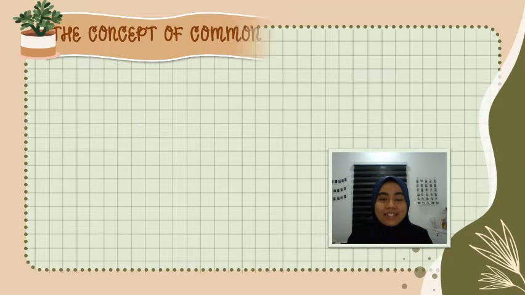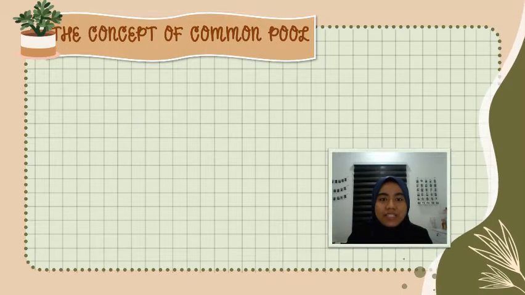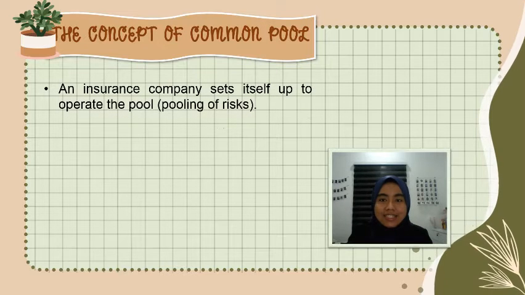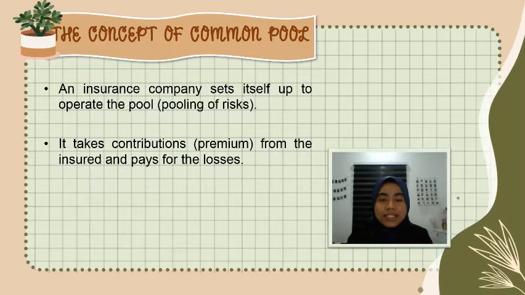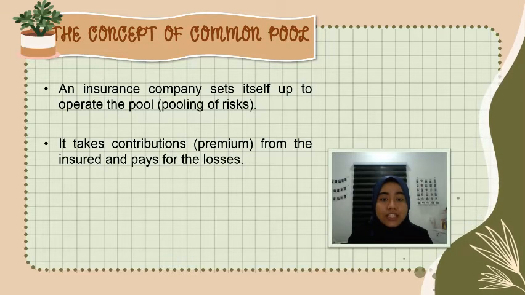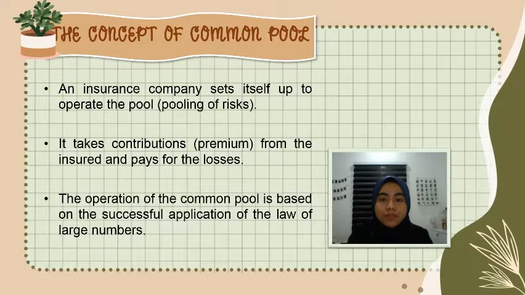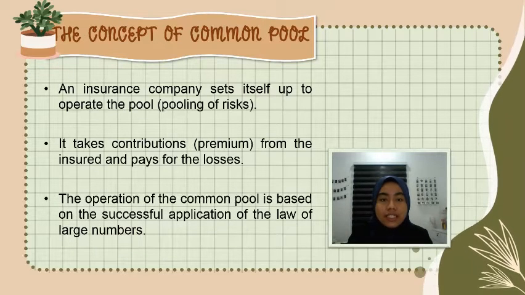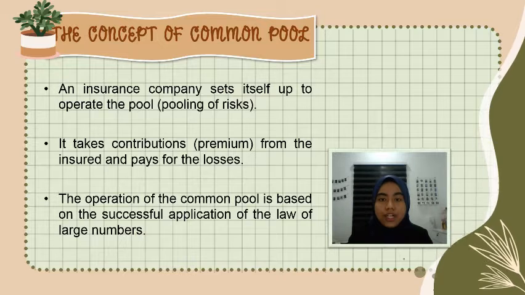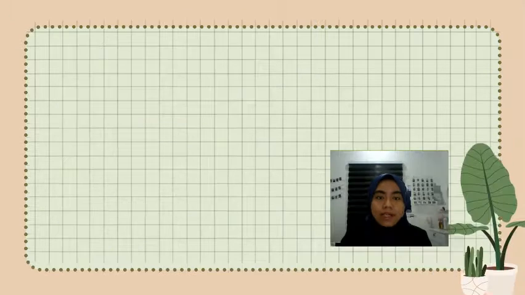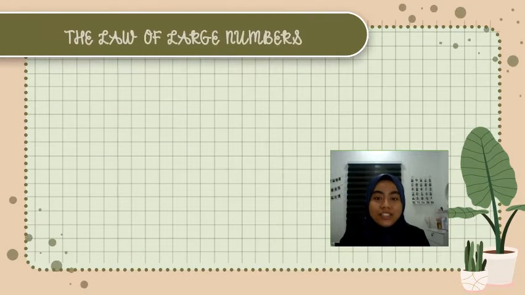Next is the concept of common pool. Common pool is where an insurance company sets itself up to operate the pool. It takes contributions in the form of insurance premiums from many insureds and pays for the losses of a few. The operation of the common pool is very much based on the successful application of the law of large numbers. So what is the law of large numbers?